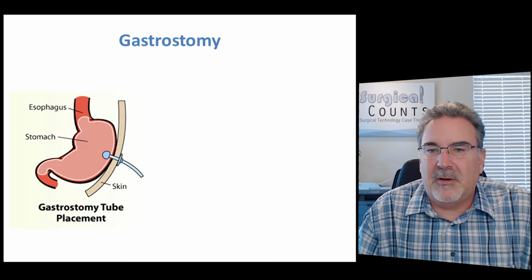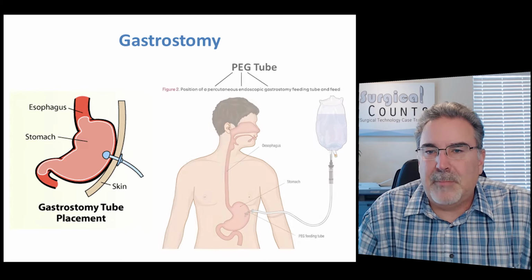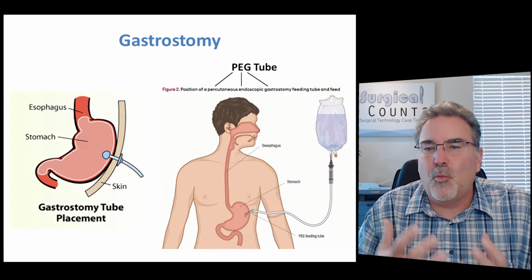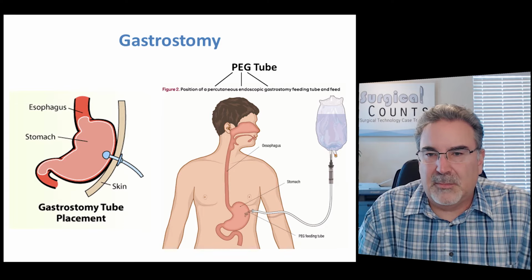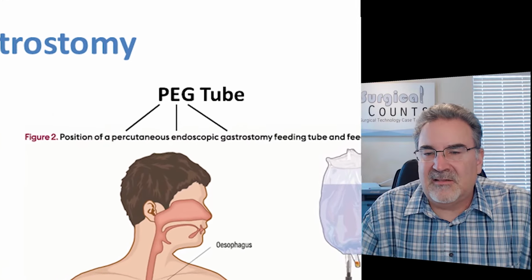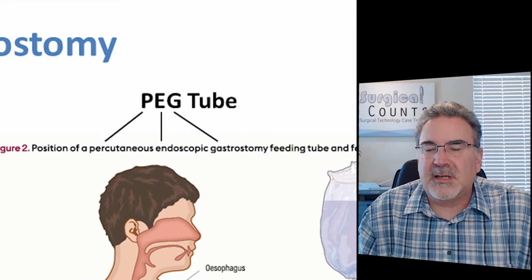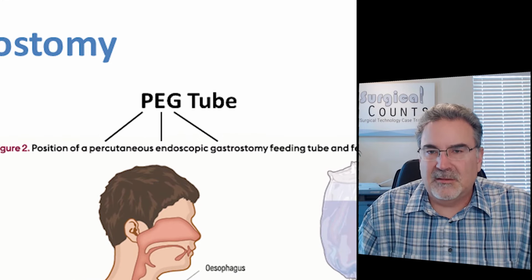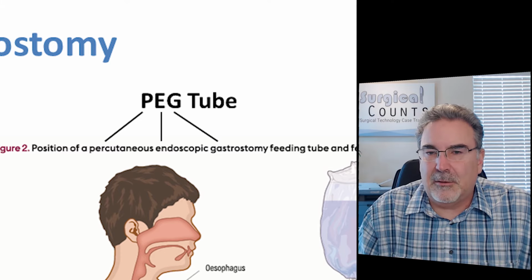Now, one type of gastrostomy is known as a PEG tube. Now, this is a particular way of doing a gastrostomy. And if you break the word PEG, P-E-G, down, you see that it stands for percutaneous endoscopic gastrostomy. There's a big fancy term. Let's break it down a little bit.